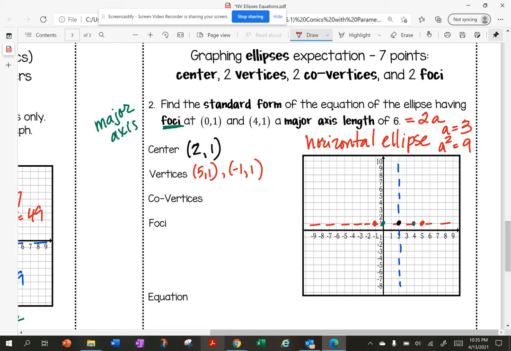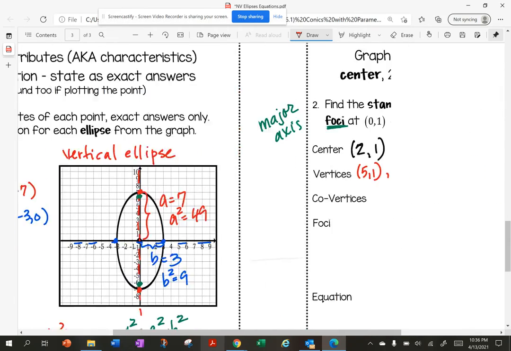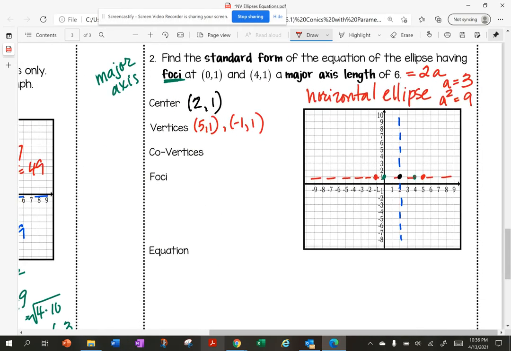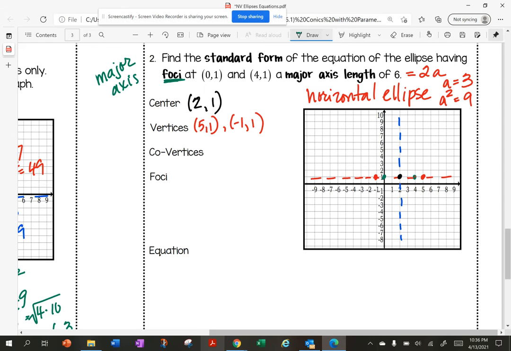Okay, so next, I need to know a squared, and I know what c is because I know the foci. So I know c is 2 because the foci are 2 away from the center. So that makes c squared equal to 4.